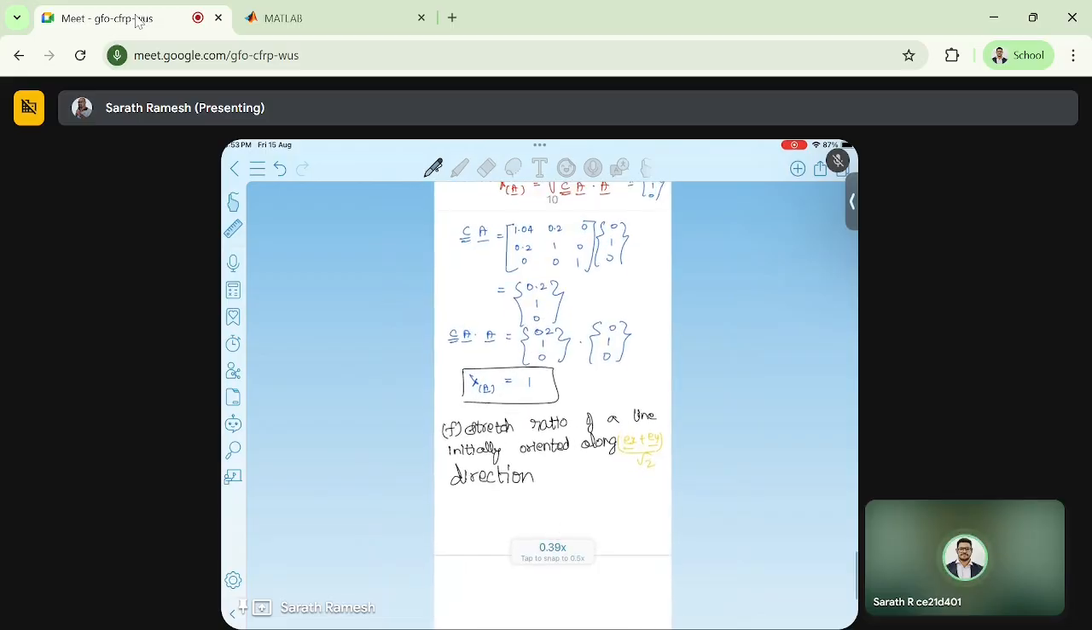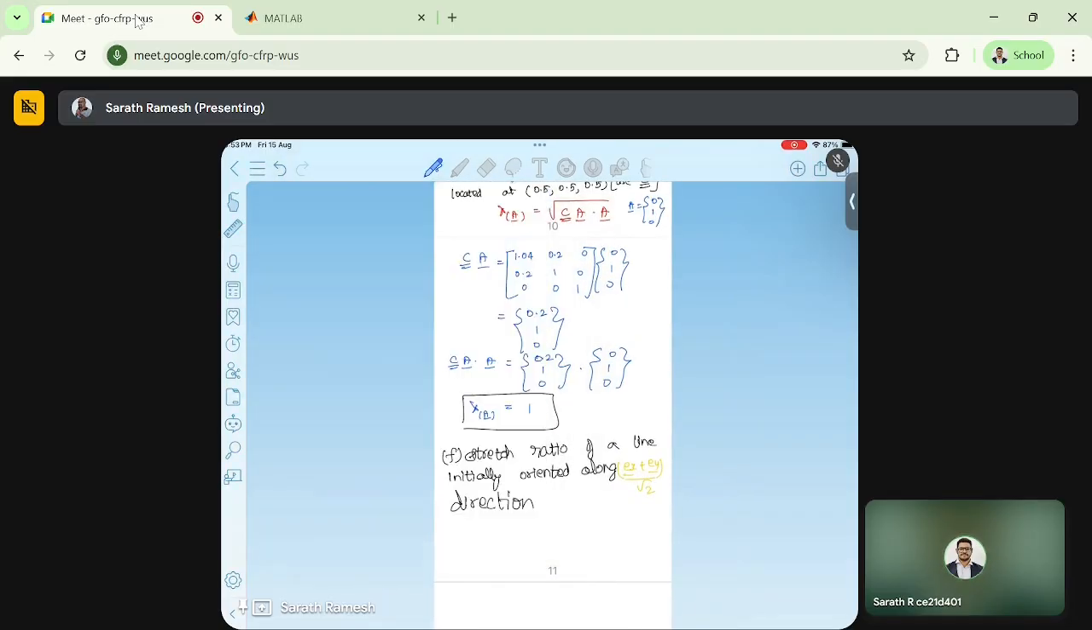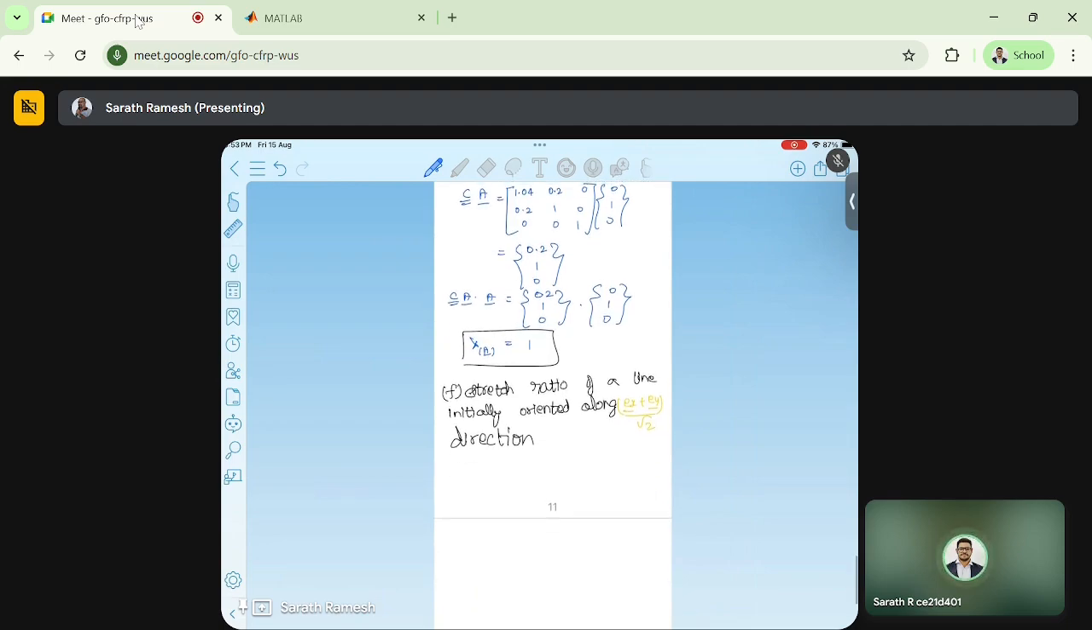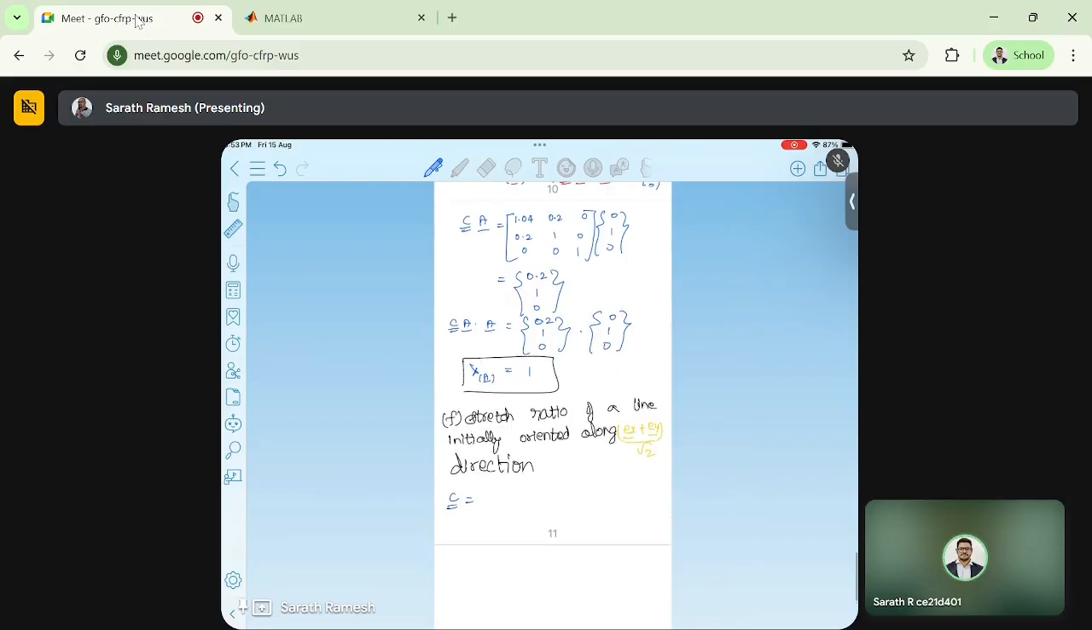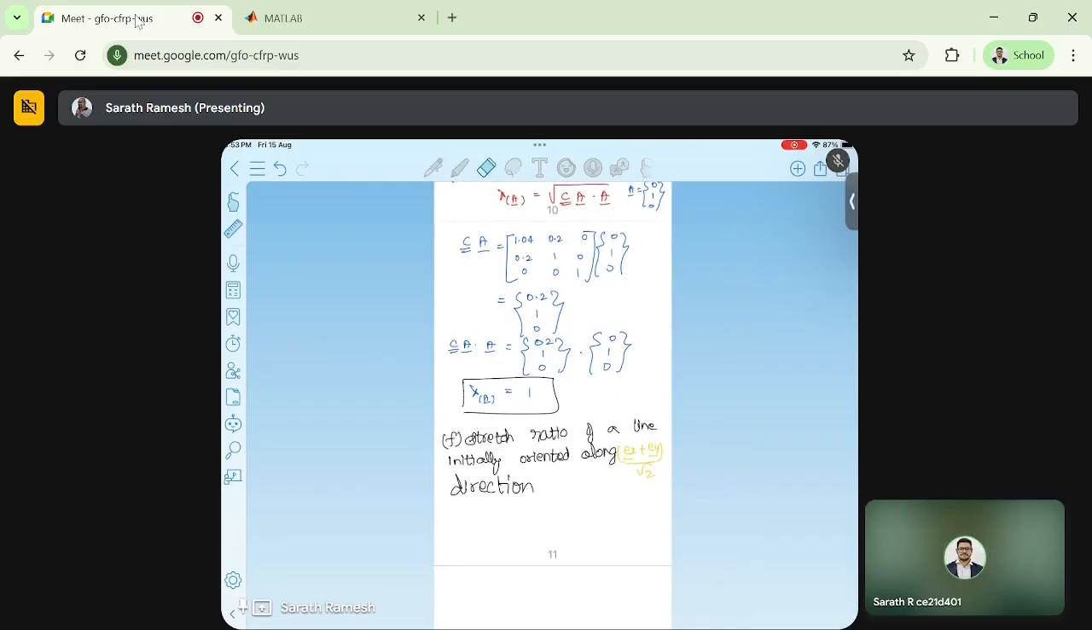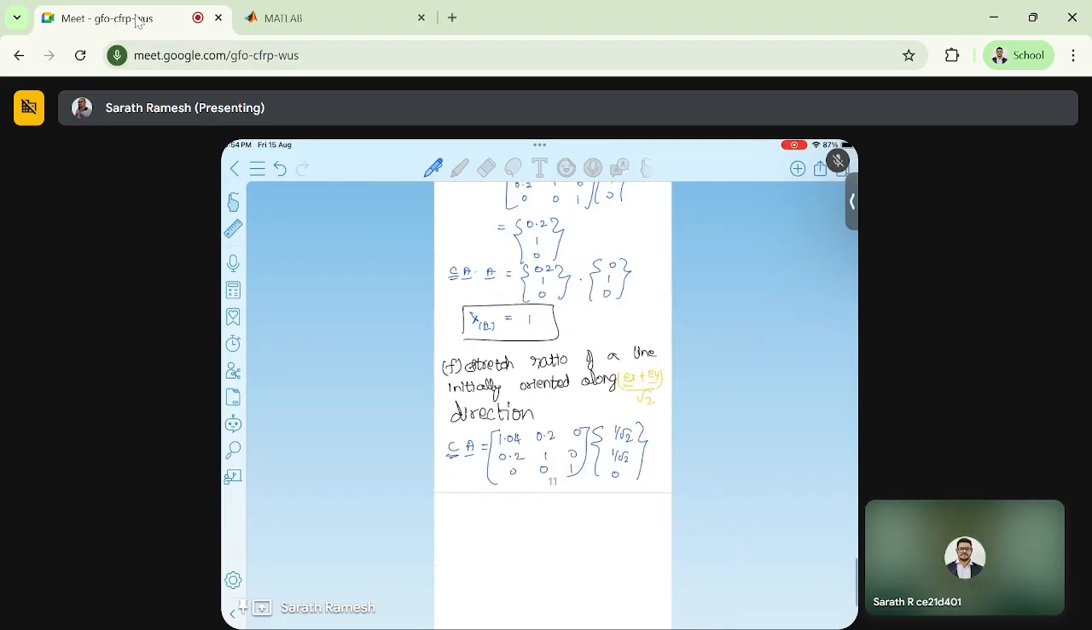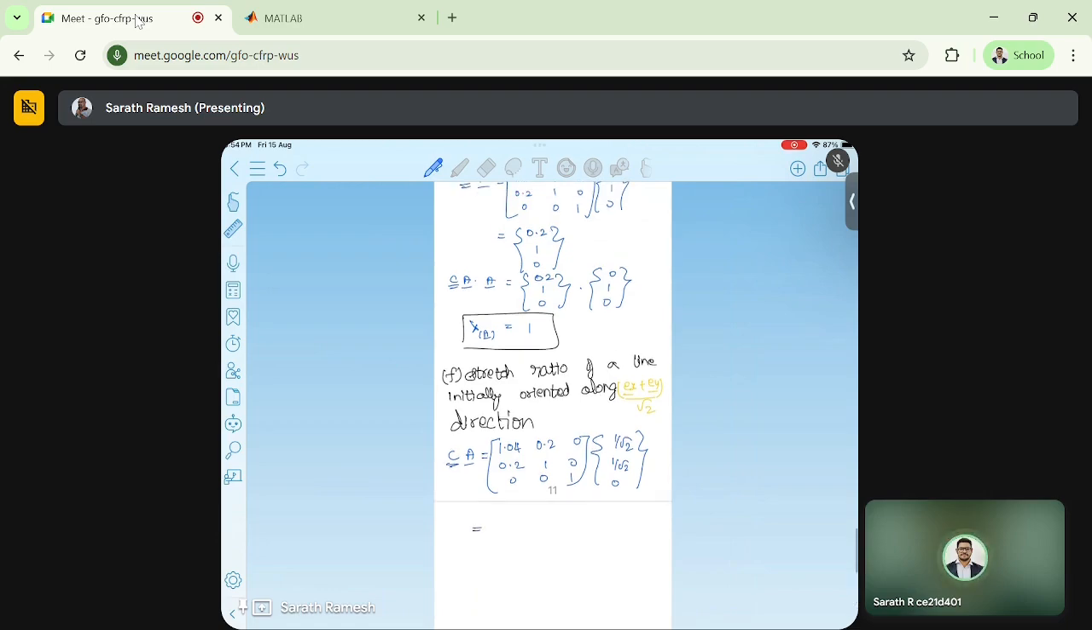Okay, nothing else is changed, so we have to repeat the same thing. So C times A will be equal to the matrix 1.04, 0.20, 0.210, 001 times 1 by root 2, 1 by root 2, 0. So this will become, we need a calculator. Let's use MATLAB.